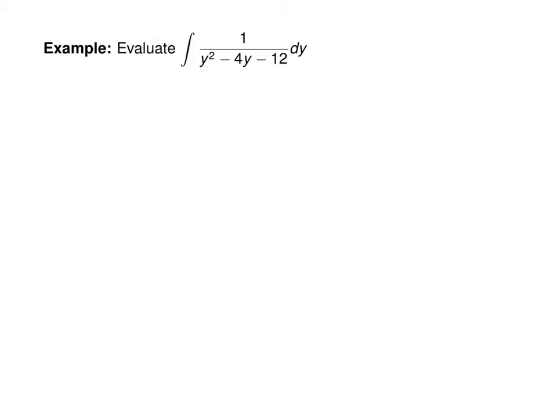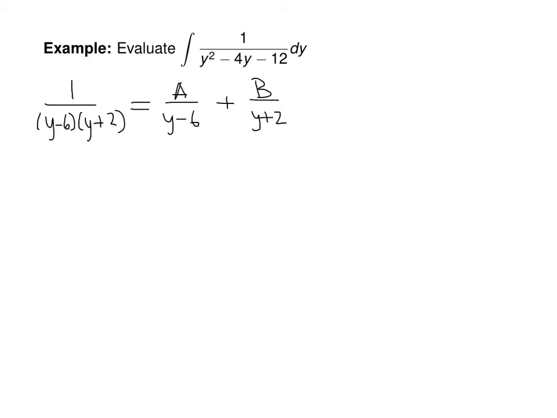Let's actually use the partial fractions technique to integrate this. So 1 over y squared minus 4y minus 12. First of all, that denominator is going to factor into y minus 6 times y plus 2. And that will equal A over y minus 6 plus B over y plus 2. Now if you multiply both sides by y minus 6 and y plus 2, we end up with 1 equals A times y plus 2 plus B times y minus 6.